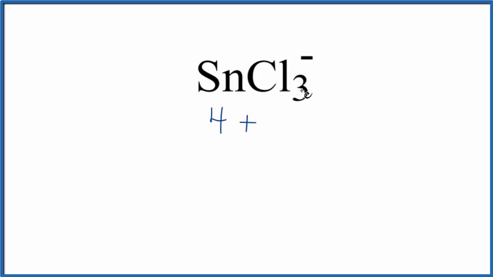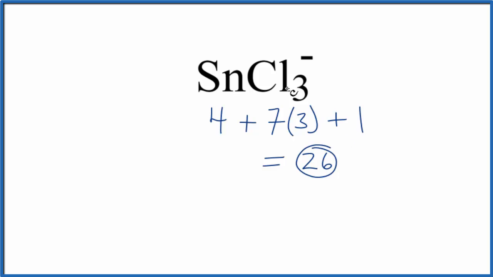Chlorine is in group 17, sometimes called 7A. It has 7 valence electrons, but we have these 3 chlorine atoms, so we'll multiply that by 3. And then this negative means we have an extra negative charge, an extra electron, so we need to add that as well. When we add all this up, we have 4 plus 21 plus 1, that gives us 26 total valence electrons for the SnCl3- Lewis structure.